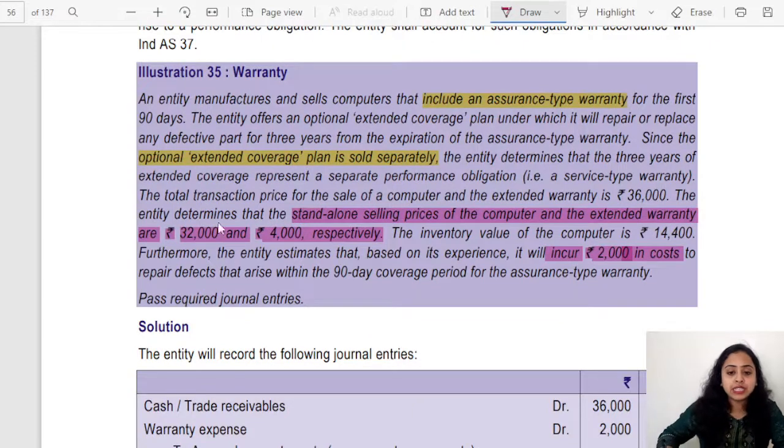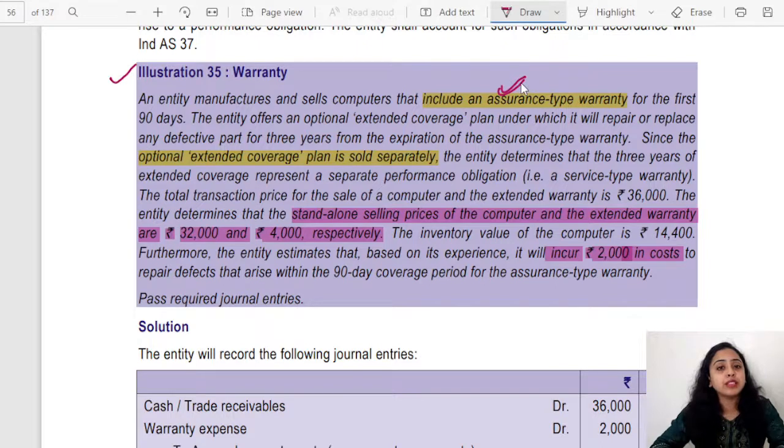We'll see illustration number 35. Warranty. An entity manufactures and sells computers that include an assurance type warranty. If an assurance type warranty is there, that means it is not available separately. It is done because of any law, just to protect the customer. In this case, it will be governed under Ind AS 37, where you account for the provisions.